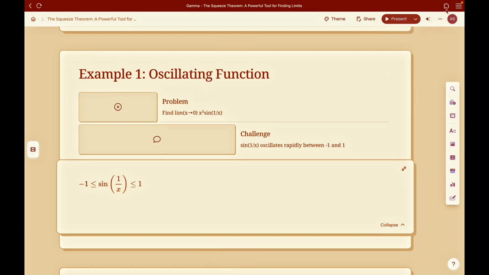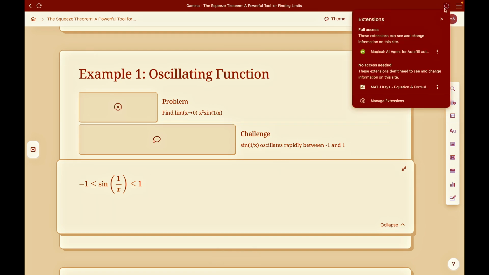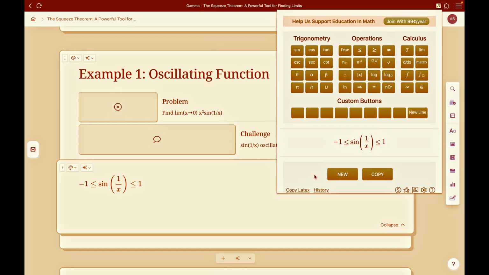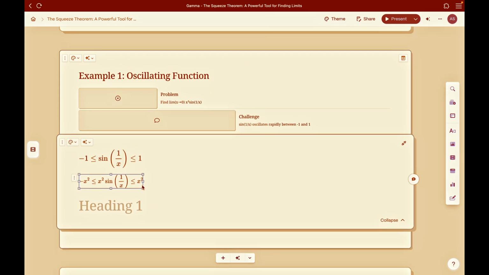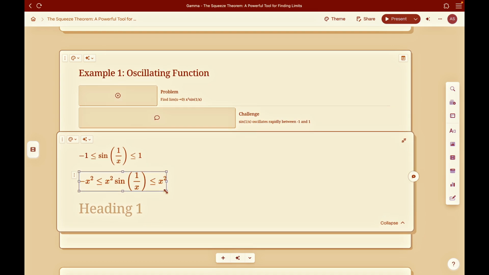So then what we can do to get that function x squared sine of 1 over x is multiply both sides by x squared. So if we open this back up and multiply all the parts of the inequality by x squared, we get negative x squared is less than x squared sine of 1 over x, which is less than x squared. As you can see, this is all completely true, and we're just using basic algebra.